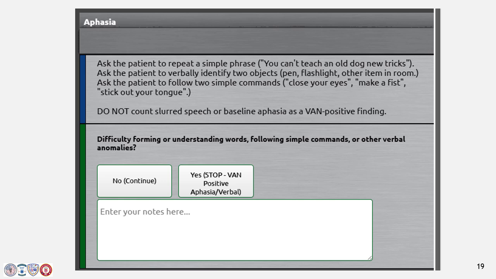Aphasia, so a simple phrase, you can't teach an old dog new tricks is what we've always used for Cincinnati, but today is a beautiful day, anything. And then identify visually 2 objects, pen, flashlight, iPad, the dog that's running around on the floor or whatever. And then 2 simple commands like, make a fist or stick out your tongue or close your eyes. Normal baseline slurred speech or aphasia is not a VAN positive finding, but difficulty forming words or following simple commands or other visual anomalies other than a baseline of slurred speech or aphasia is a positive finding. Otherwise, no, and you continue.